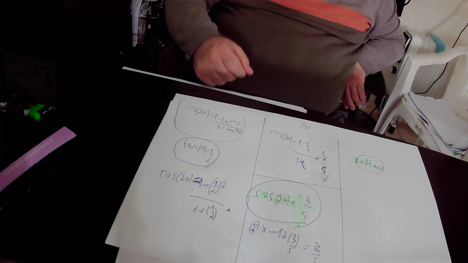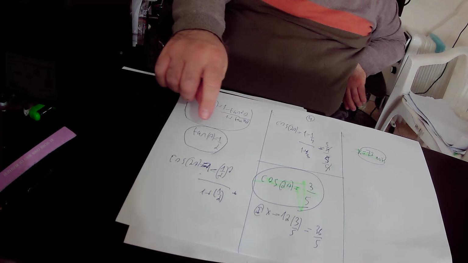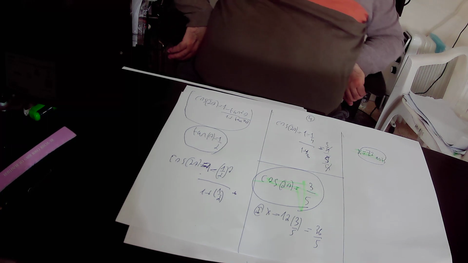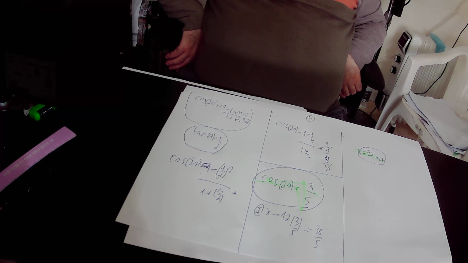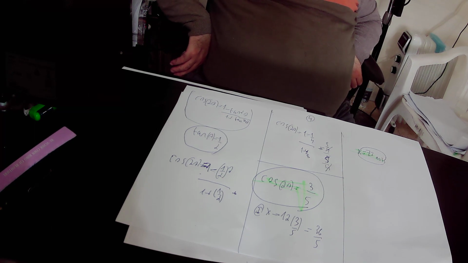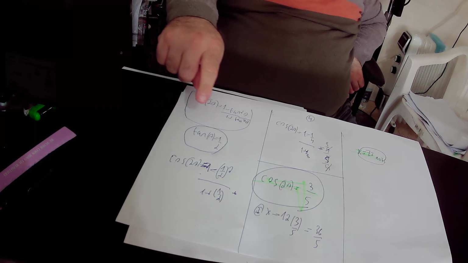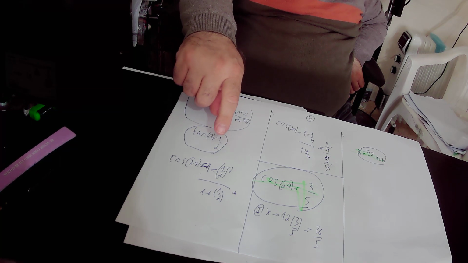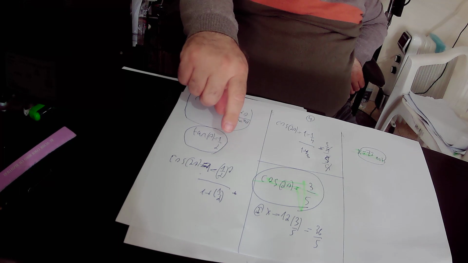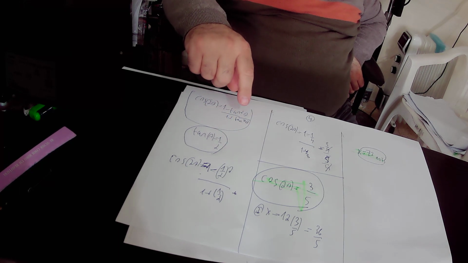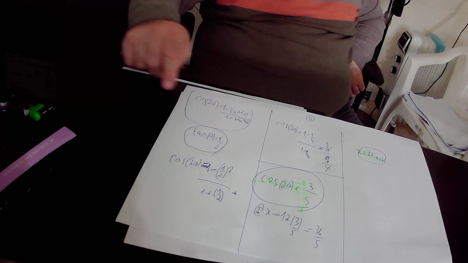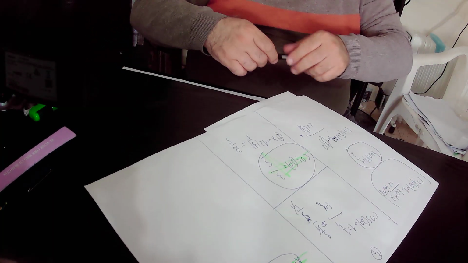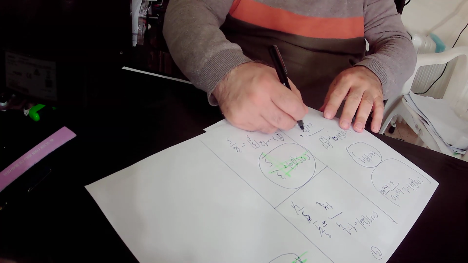We did it, and we got that cosine 2 theta equals 1 minus tangent squared theta over 1 plus tangent squared theta. We know that tangent theta equals 1 half, so tangent squared theta equals 1 half squared. So here cosine 2 theta equals 1 minus 1 half squared over 1 plus 1 half squared.